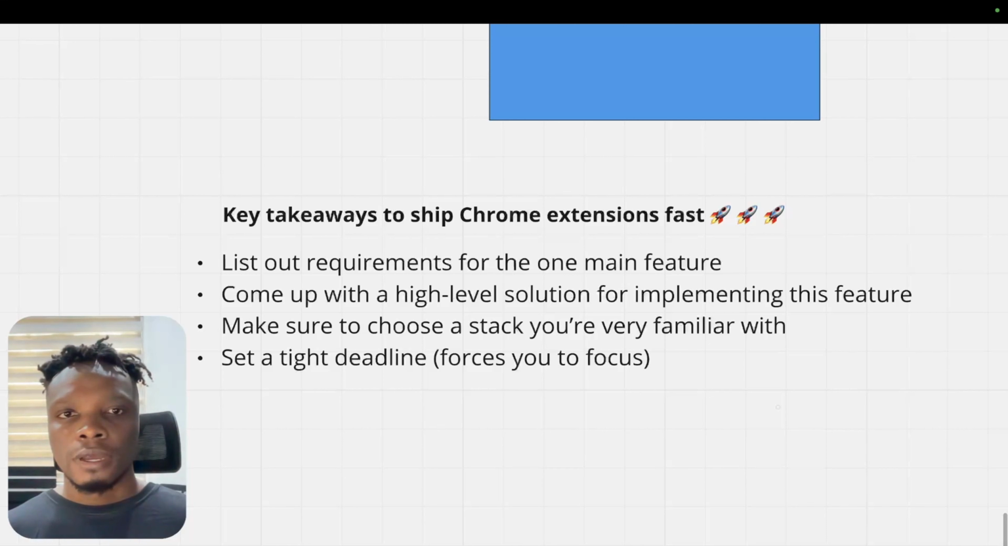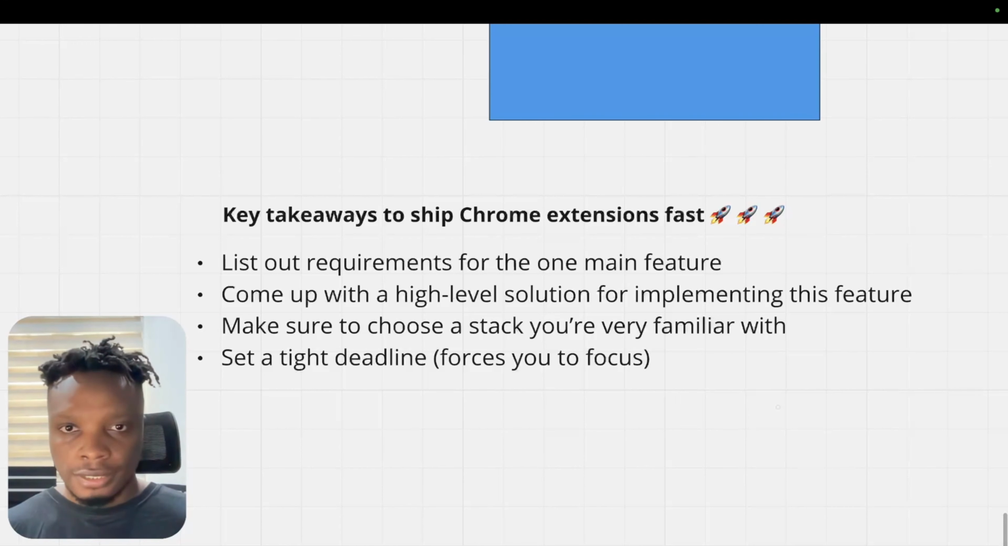Come up with a high level solution for implementing this feature. So think about it from a manual standpoint. How would you manually do something? How would you manually solve this problem? Or how are people solving this problem manually? Or how do I intend to write code that automates this bit of the work, basically? Once you come up with a high level solution, it makes implementing really fast.